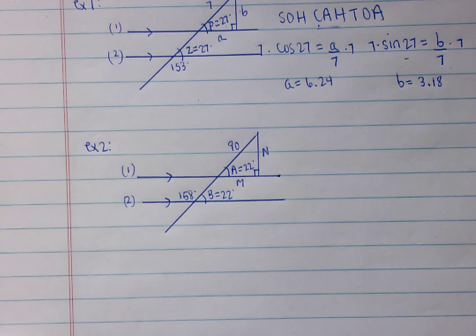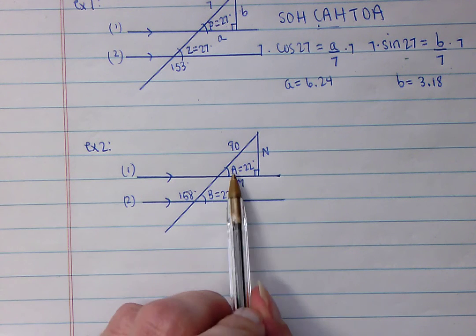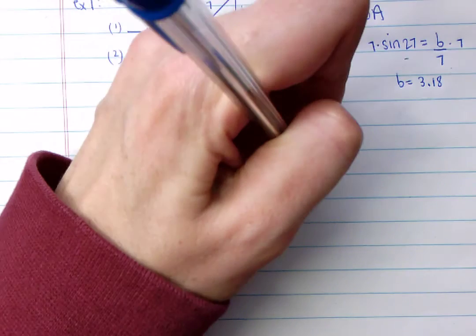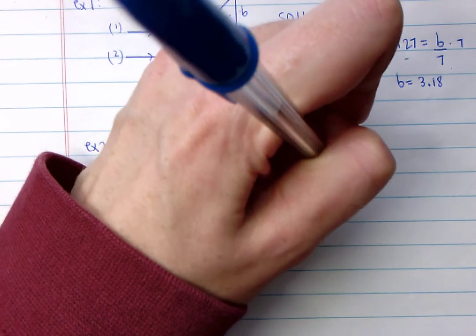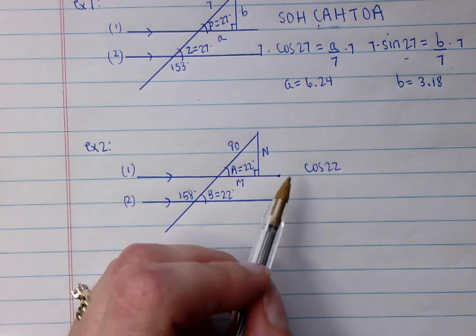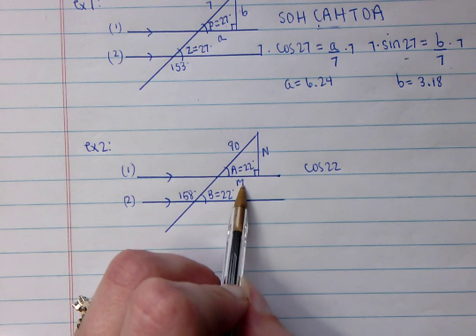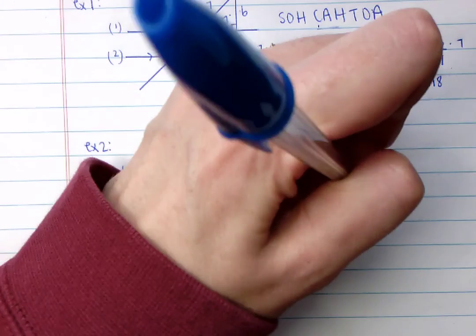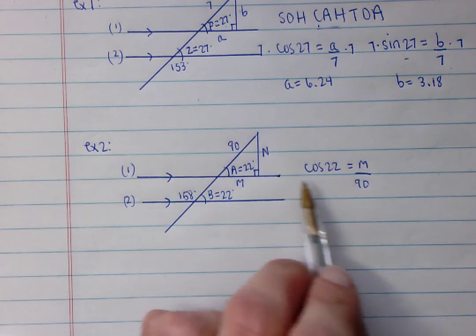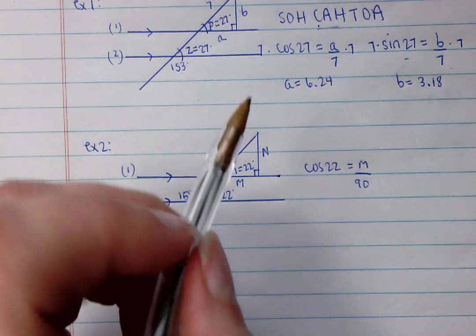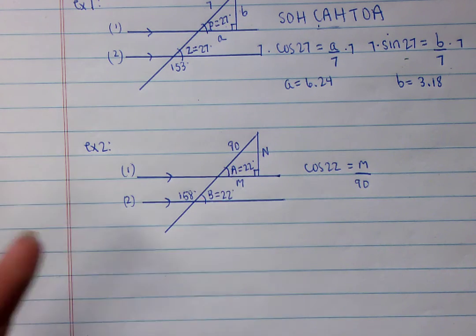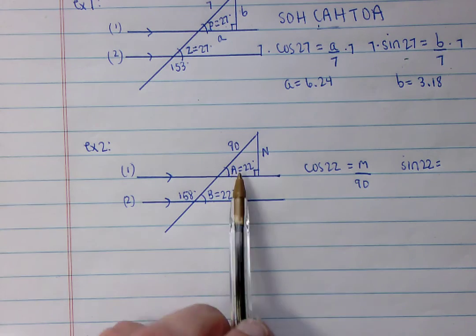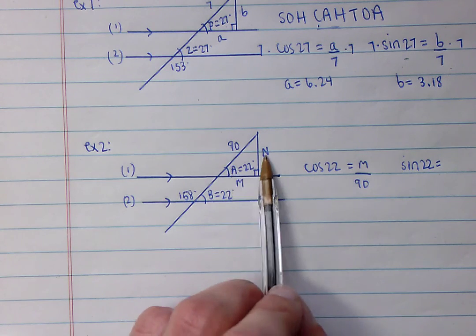Again, we're going to set these up very similarly. Let's say we're solving for M first. You can do cosine of 22, which is the adjacent side, that's M, over the hypotenuse. And then again, multiply both sides by 90. And then for the other one, we're going to say the sine of 22. And again, that is opposite over hypotenuse, so that's N over 90.